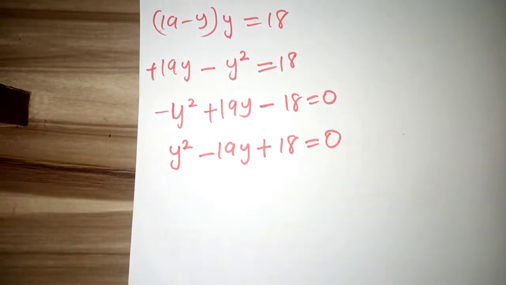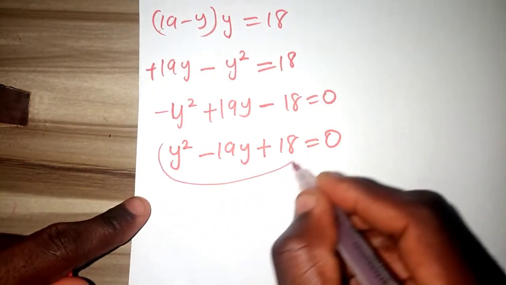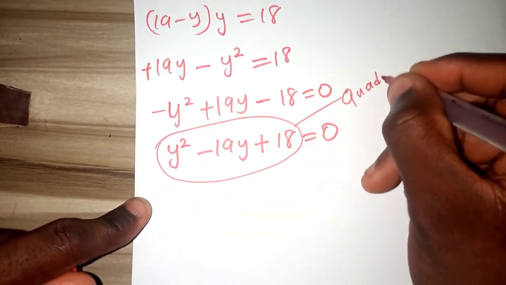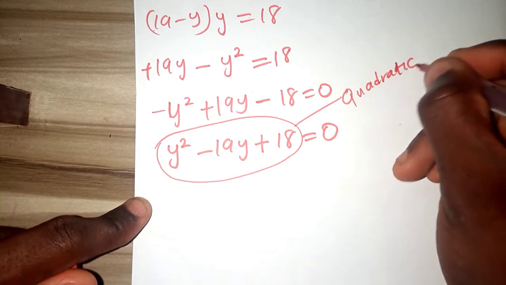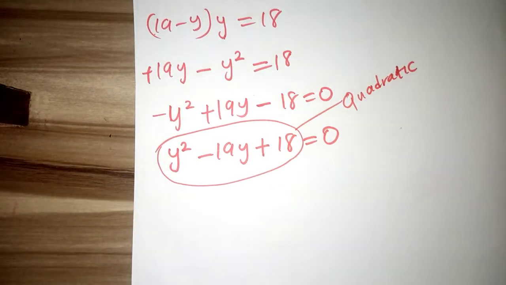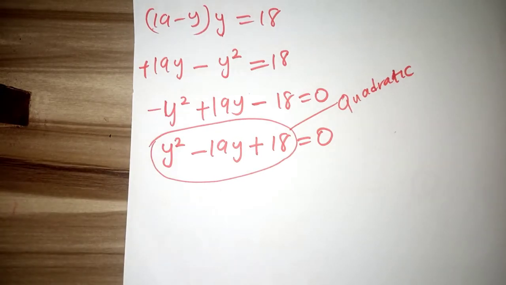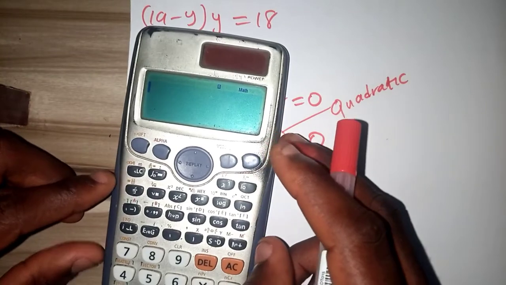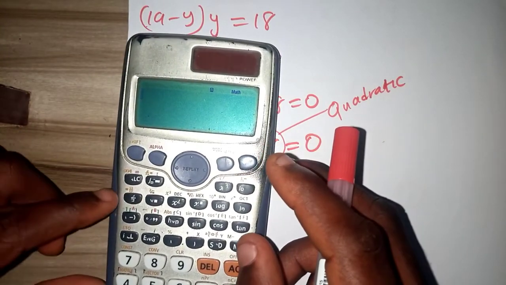And don't forget that during our lesson in polynomial, this is called what? Quadratic. If you check very well, this is what? Quadratic equation. Now, how do we do that? Let me show you how to do that in this calculator, so that you waste less time. If you have this calculator, please, you can try to follow up like this.